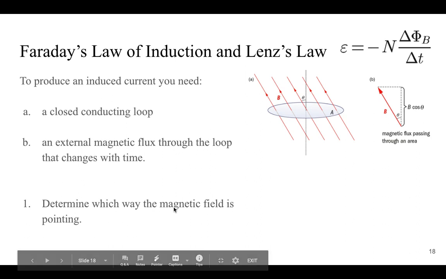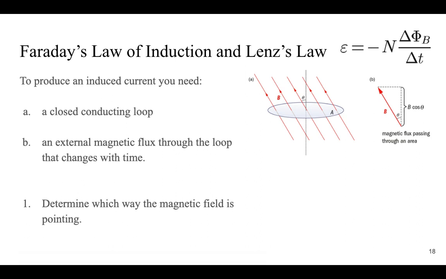So in order to produce an induced current or an induced EMF, I'm kind of using them interchangeably. If you have a voltage through a conducting wire, you're going to get a current. So they really go hand in hand. To produce an induced current, you need a closed conducting loop. You need an external magnetic field, so this is the one that's existing there. I'm sorry, I said field. You need an external magnetic flux through the loop that's going to change with time. So it needs to be varying.